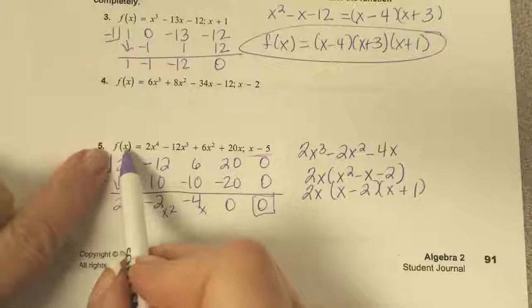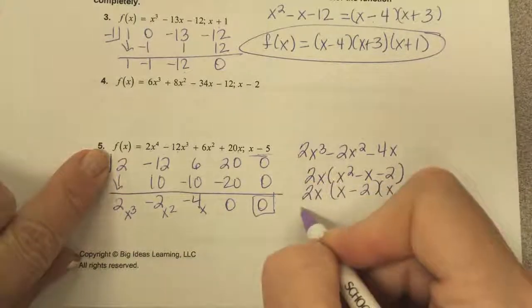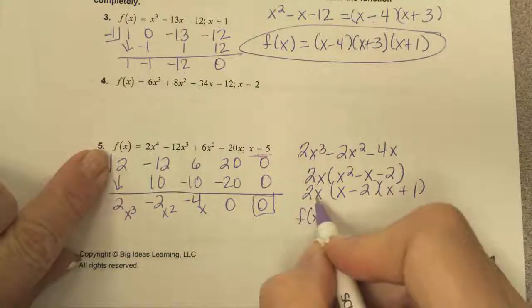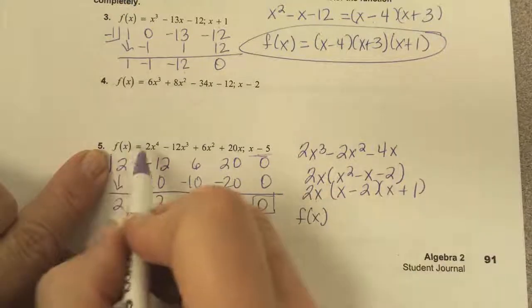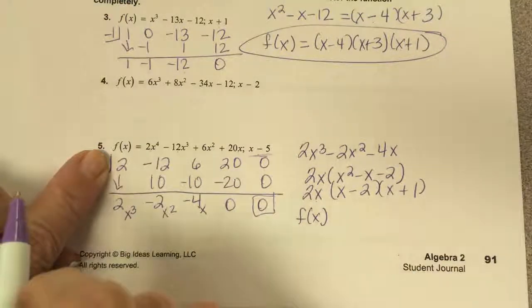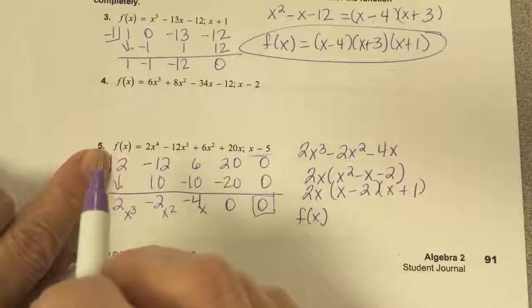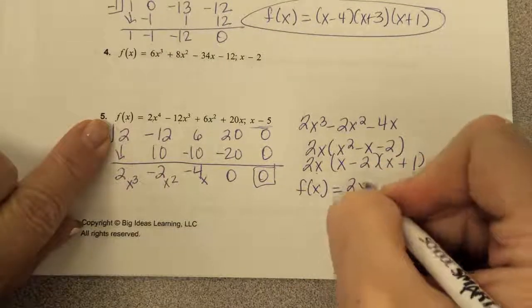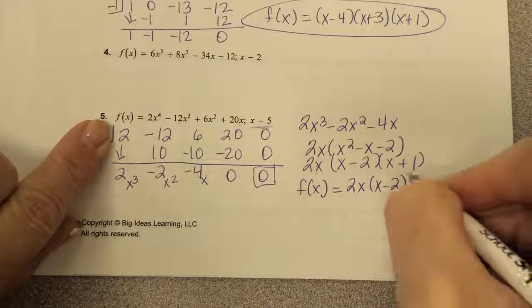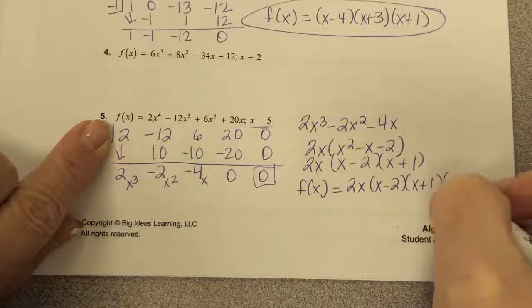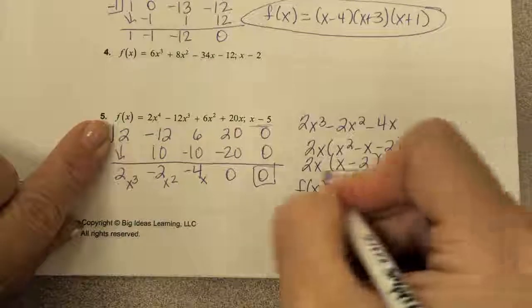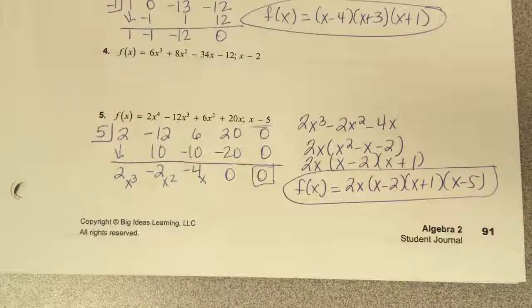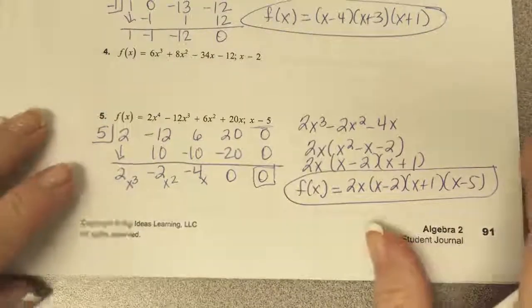But I'm trying to find the complete factorization of this. That means I've got x times x times x. That's only x cubed. It's not x to the 4th. What are we missing? X minus 5. So I've got to have the 2x, x minus 2, x plus 1, and x minus 5. All right? Make sense? Okay, let's do a real-world problem now with this.